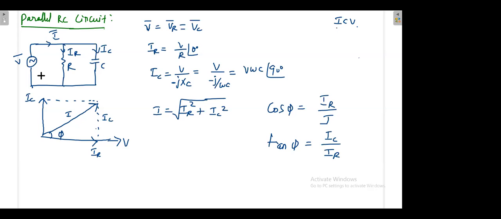Then finally what is important? What is happening between this voltage and current? So finally this voltage is here, current is there. So I is leading the voltage. So see, this circuit is called a leading circuit. Then next we'll see the parallel RLC combination.